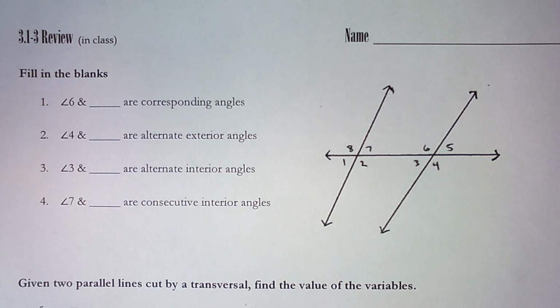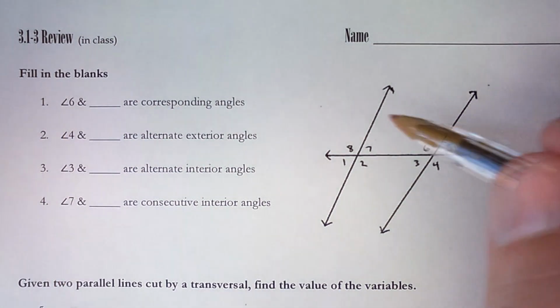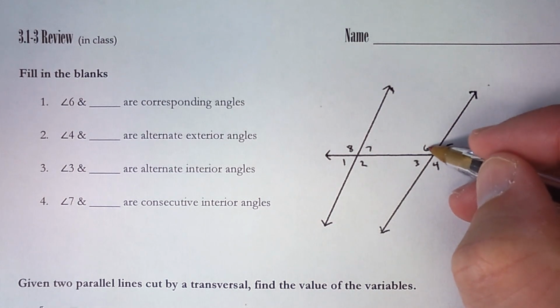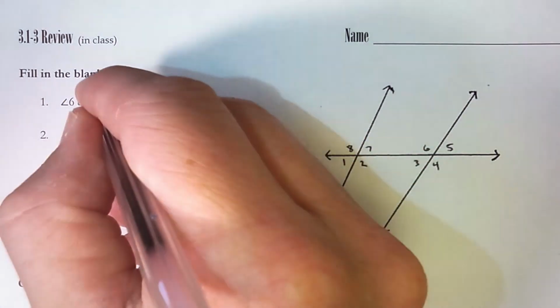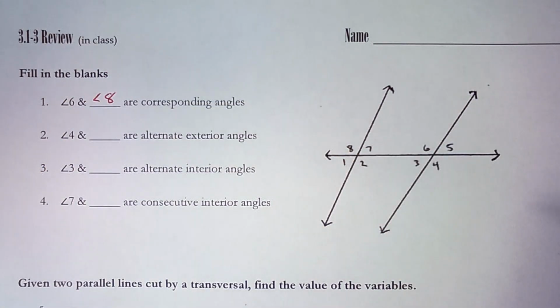Hey guys, today we are going to review what we've learned in this unit so far, so let's get right to it. Angle 6 and what are corresponding angles? So angle 6 here is in a top left position. Also in a top left position is angle 8. Those are my corresponding angles.